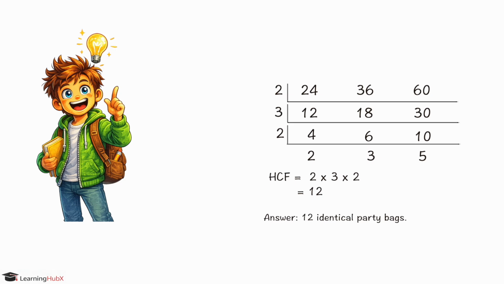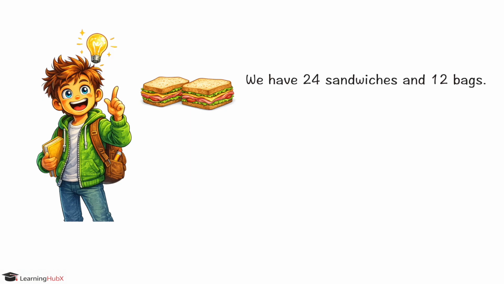But wait, what goes inside each bag? Are we done just because we found 12? No. Now we interpret the answer. We have 24 sandwiches and 12 bags. So what do we do? We divide. 24 divided by 12 equals 2. So each bag gets 2 sandwiches.